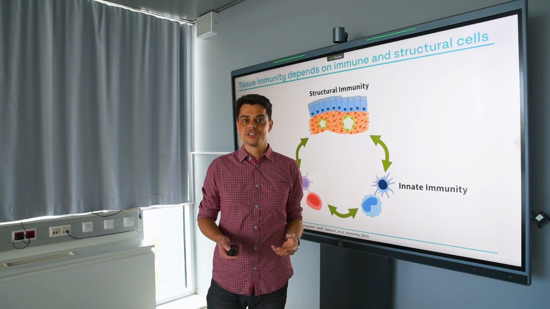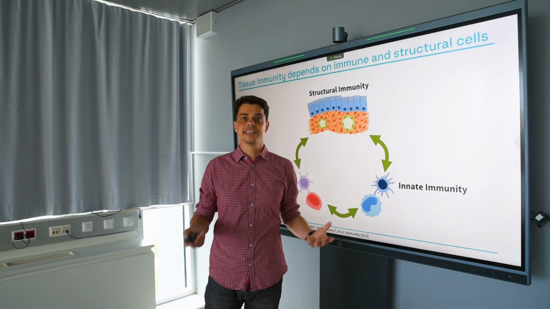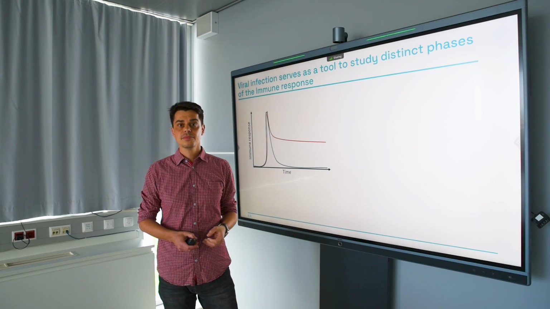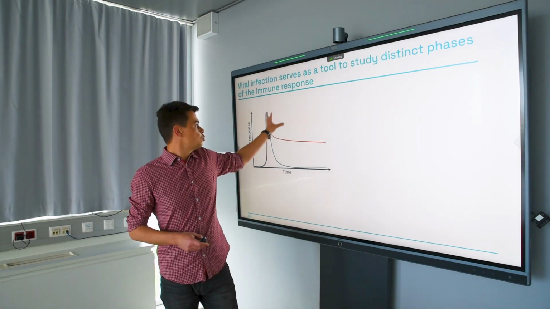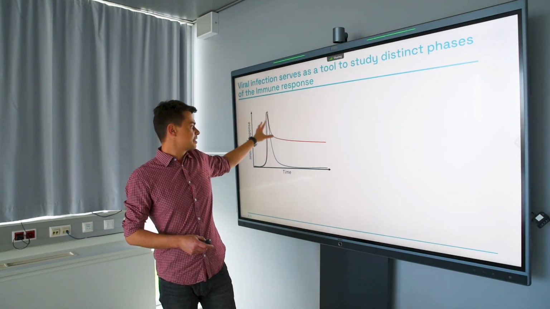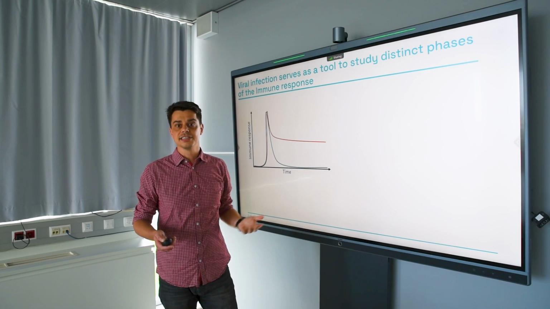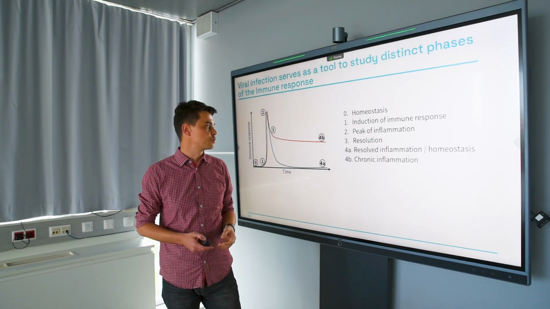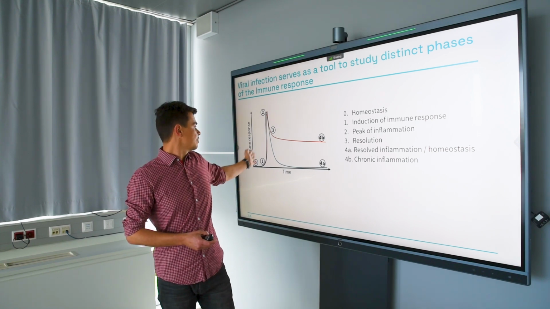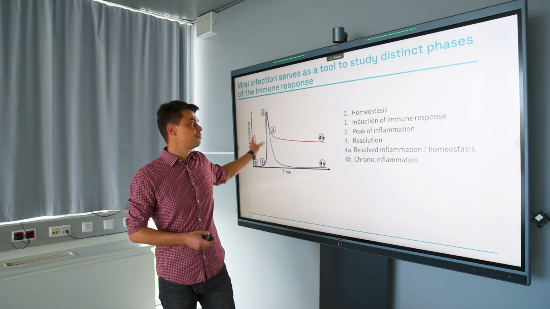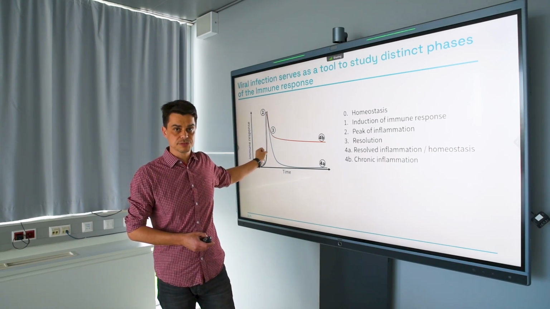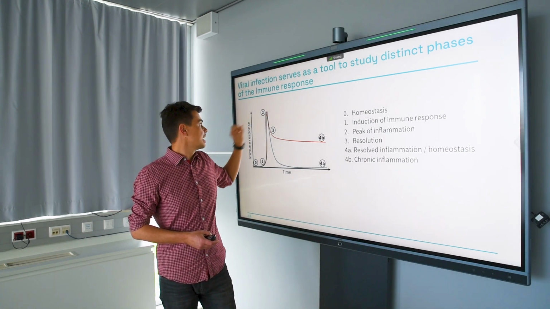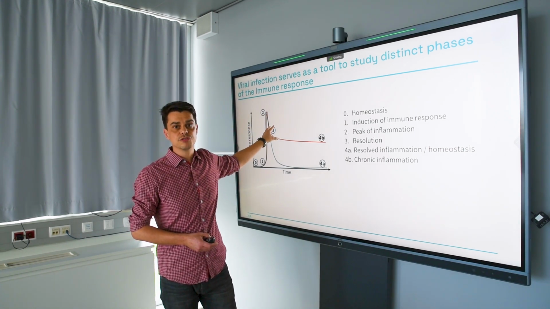When an immune response emerges, it does not just suddenly appear, but usually it comes in different phases. Two examples of these phases are depicted here, and in those examples we can very nicely see the four phases of an immune response. It often starts at homeostasis, followed by the induction of an immune response. Next, we have the peak of inflammation, and then it comes to the resolution phase.